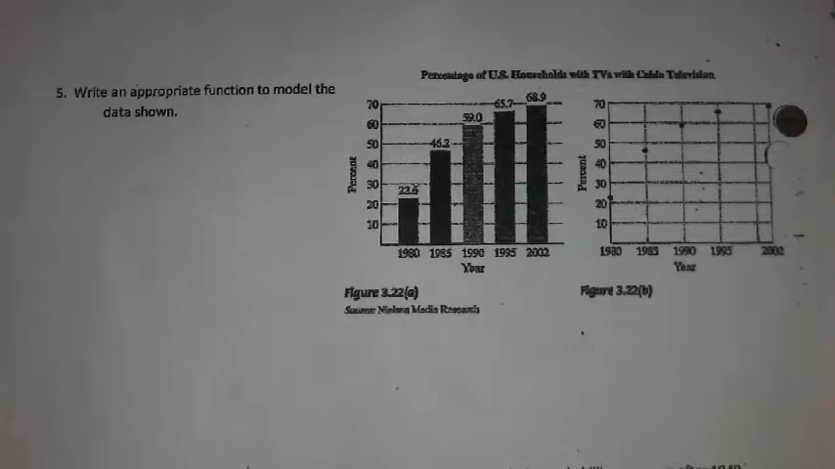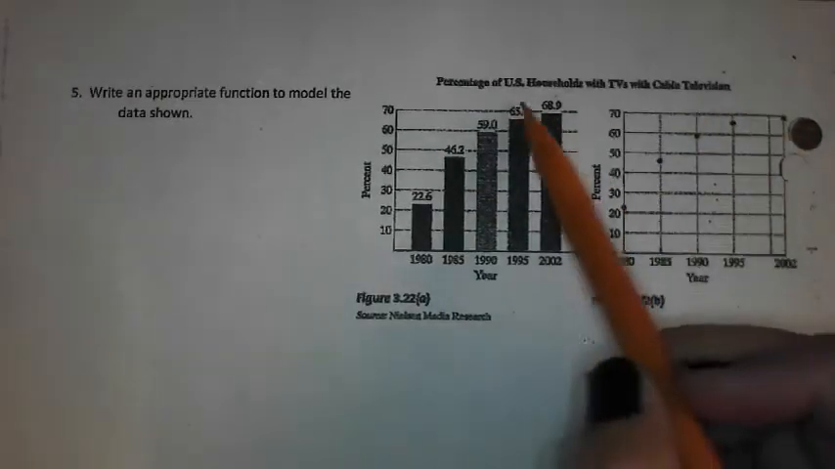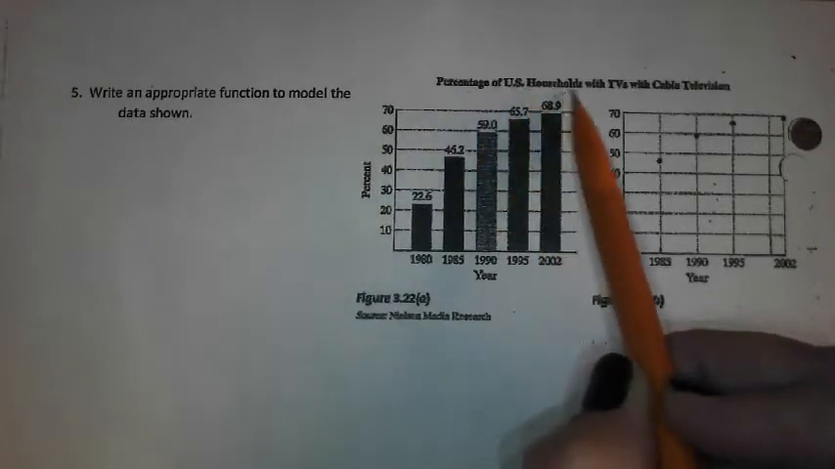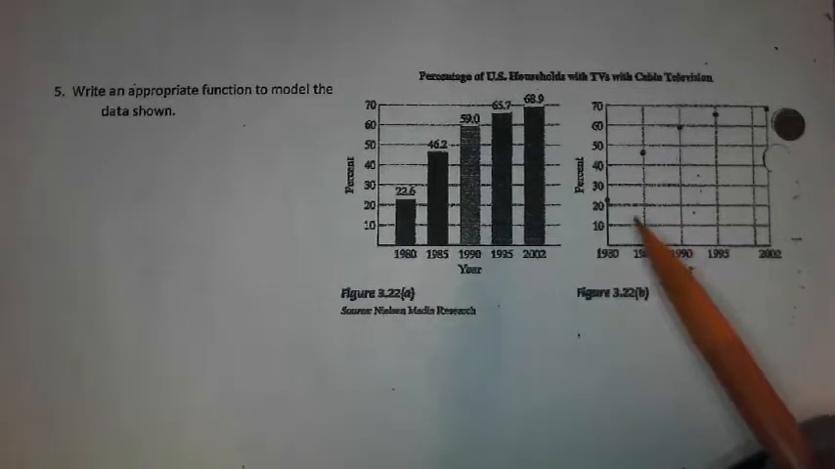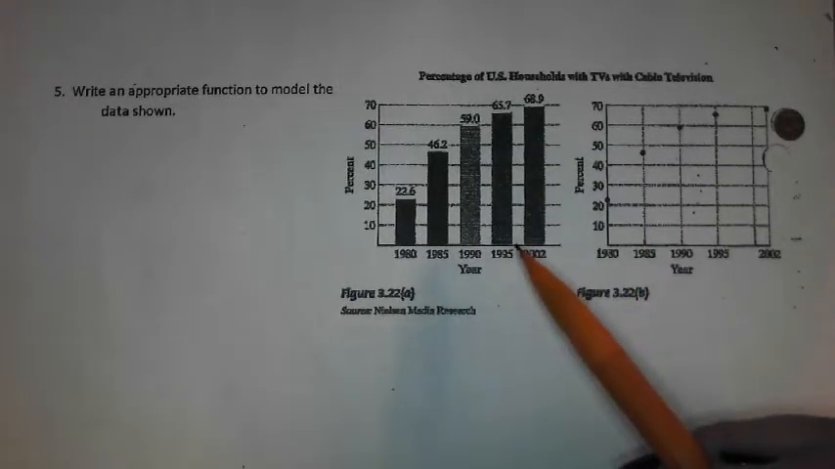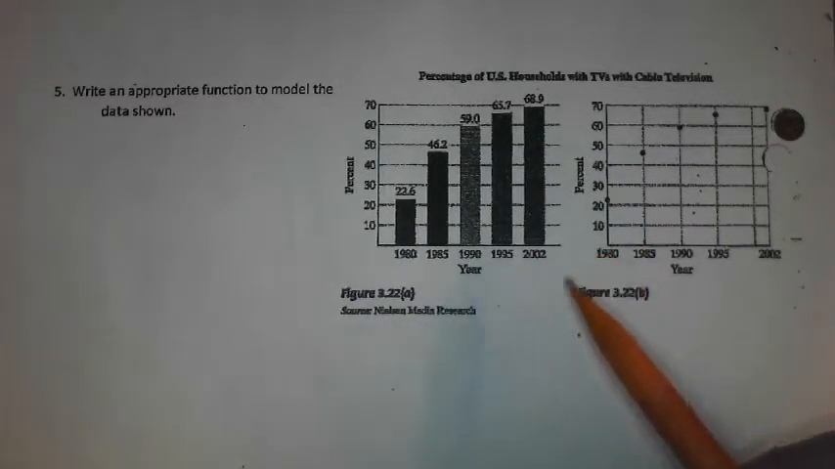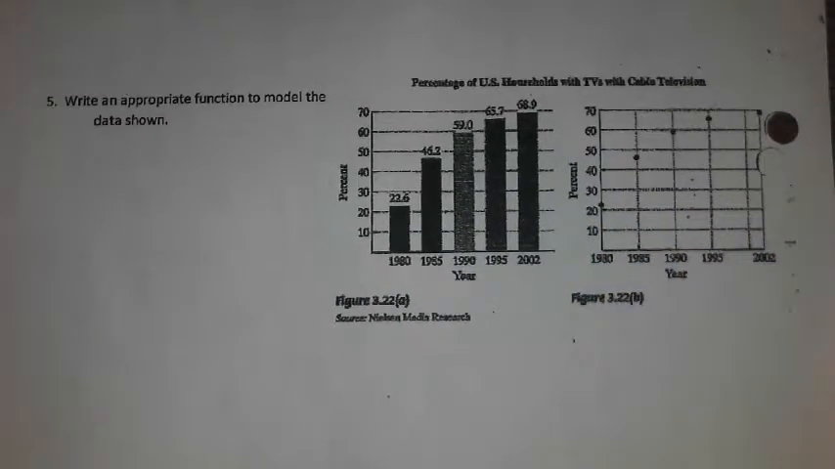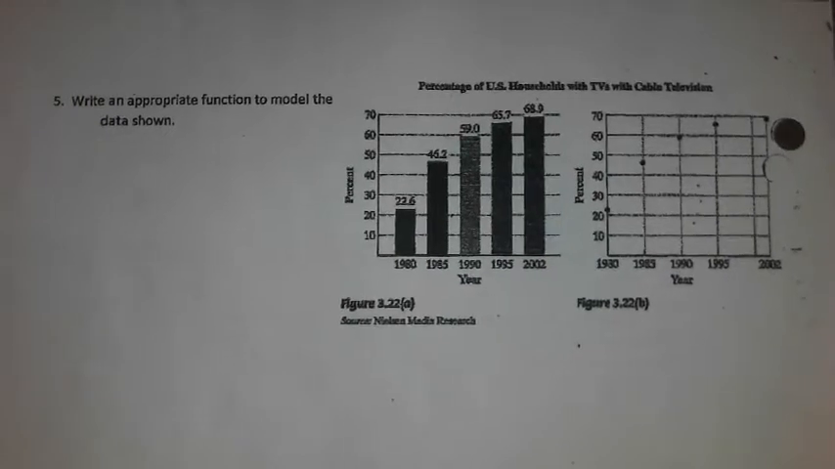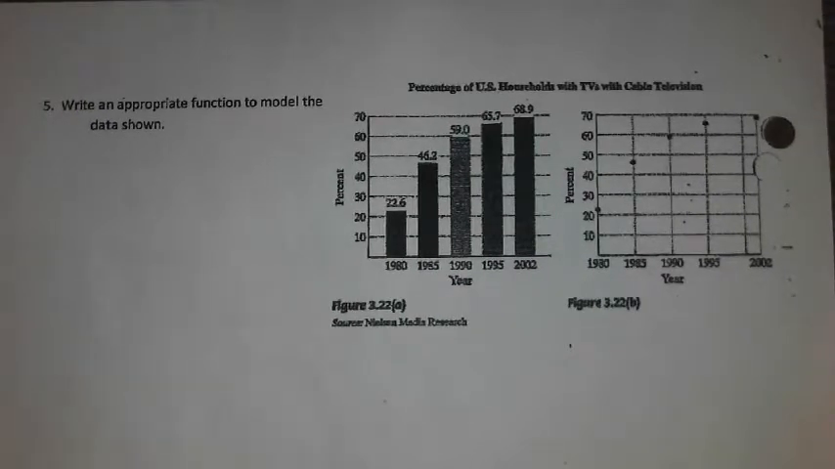So you're going to be given some data tables. This first particular one is giving us what? The percentage of U.S. households with TVs with cable television. Great. Okay. So do you remember scatter plots, best fit lines, all that sort of thing? You really have only done best fit lines, I think. You'll have to tell me when we're done with this exercise if you did any of this last year.